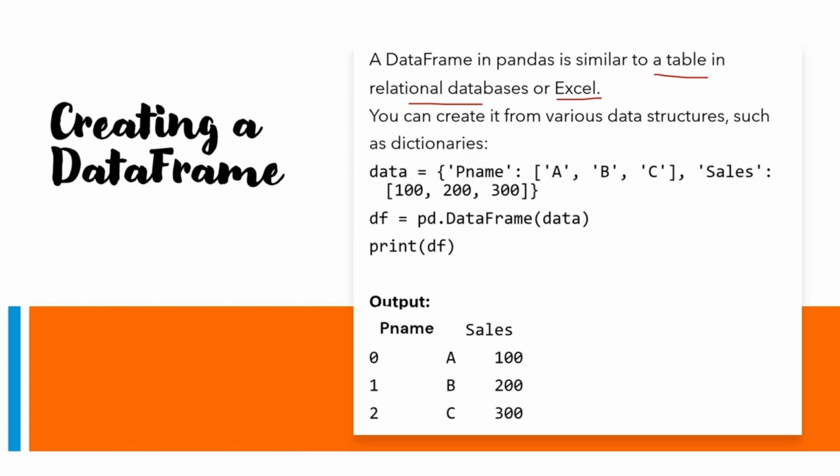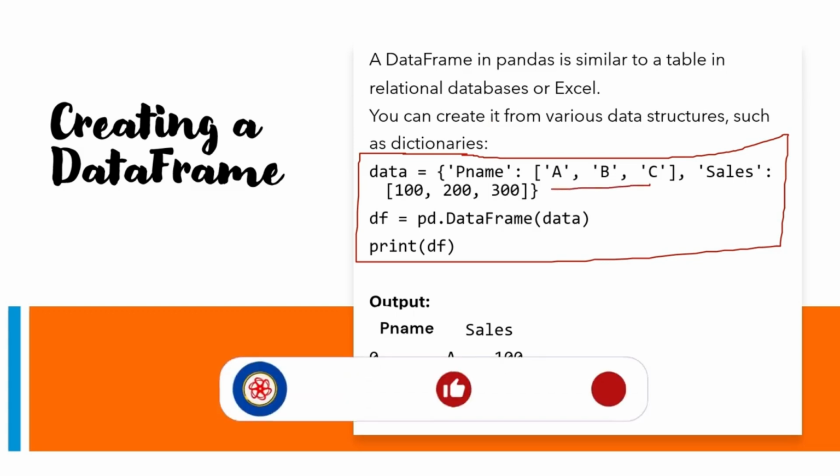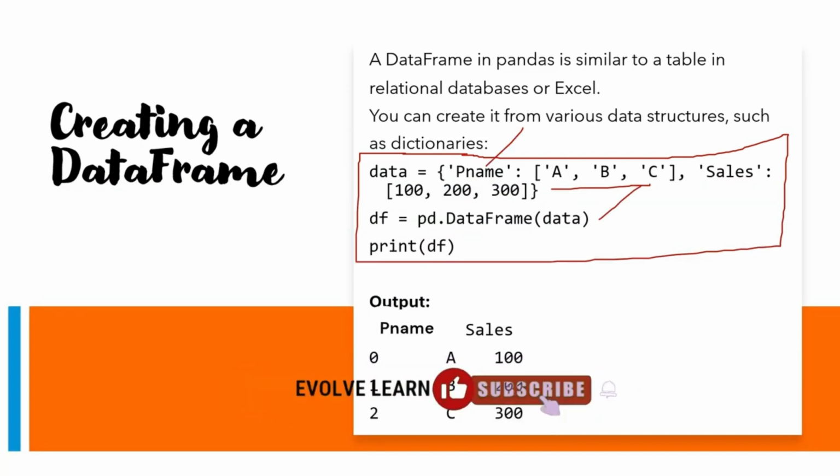Next, we will create a dictionary. You can also take various data structures as I mentioned, like lists, arrays, CSV files, Excel files and SQL databases. Coming to this example, we created a dictionary where the keys represent column names and the values are lists containing data for these columns. In the next line, we use the pd.DataFrame function to convert our dictionary into a data frame. In the last line, let's print the data frame to see our data organized in a tabular format.